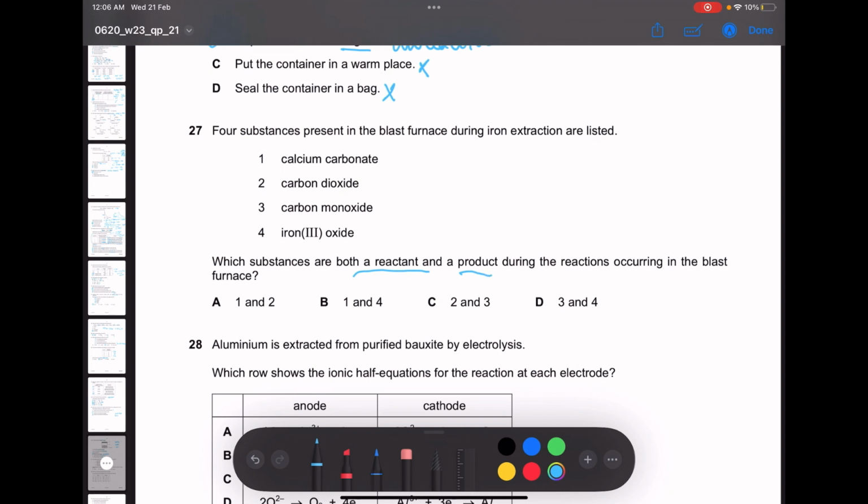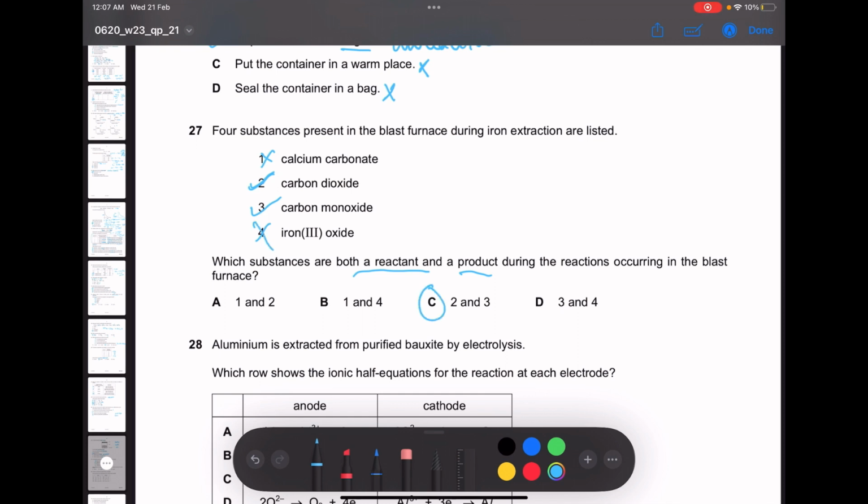So calcium carbonate. Calcium carbonate is just a reactant, it is not a product. Carbon dioxide, yes, it is produced as a gas, and it also reacts with the compounds for reduction. So yes, it is. Carbon monoxide, yes, carbon monoxide is formed by incomplete combustion and is also used as a reducing agent. Iron 3 oxide, it is just the product, it is not a reactant because that is what we are producing. So it's just 2 and 3. Let's see.